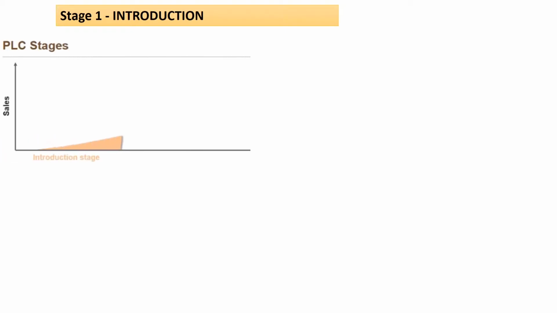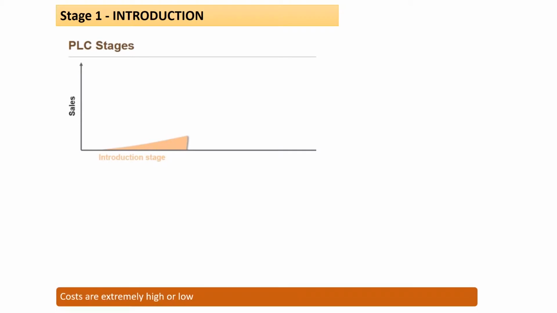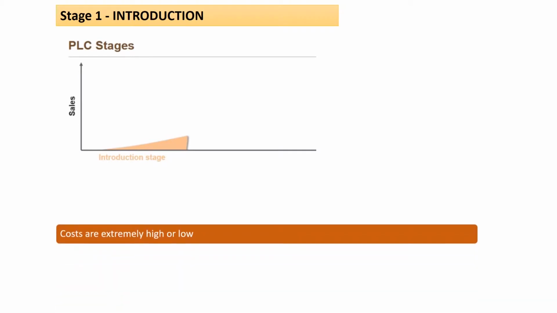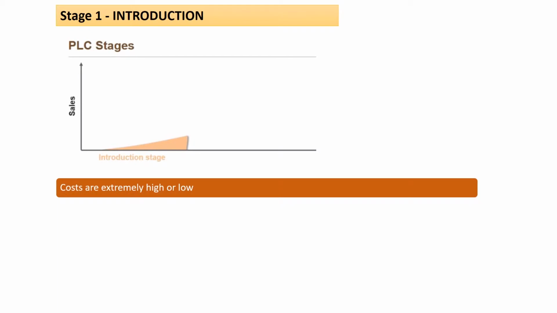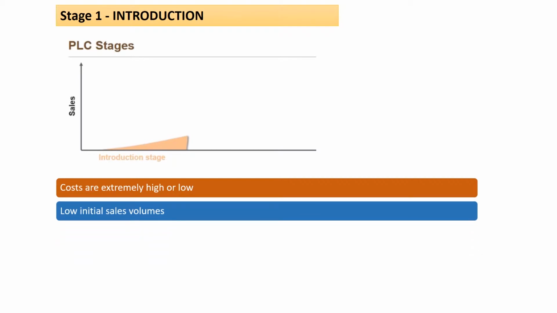Stage 1 is introduction. Introduction is the commercialization or the launching stage of a new product or service. This stage is characterized by intense marketing efforts of the firm to promote the newly introduced product in the target market. Let us see what are the important features of the introduction stage.